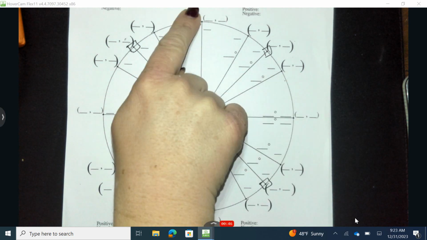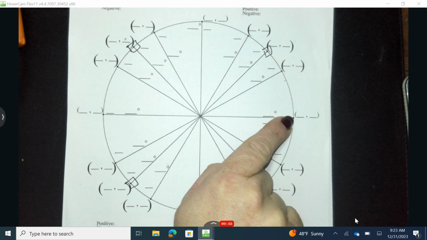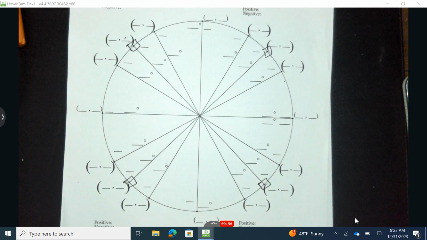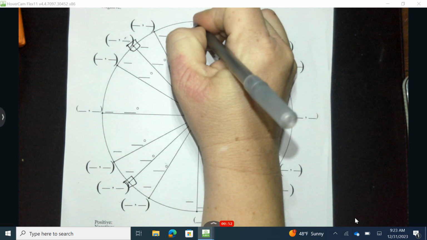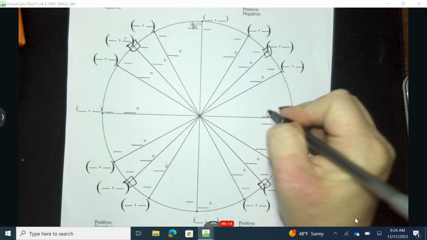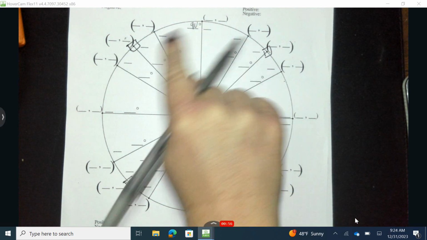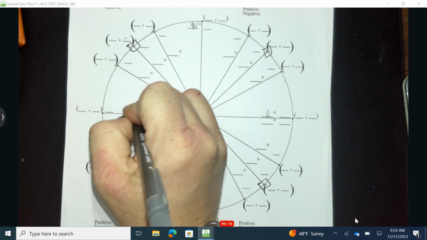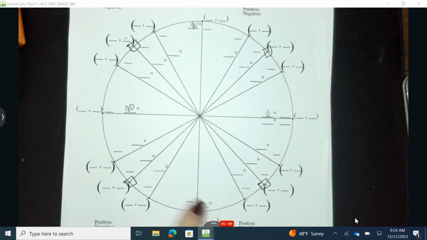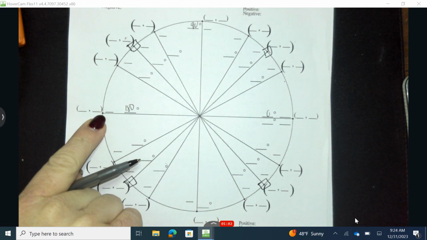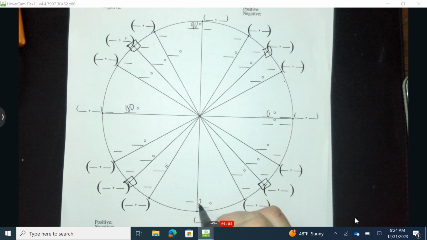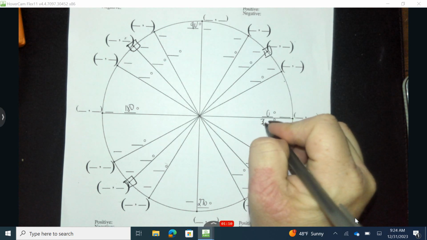So in quadrant 1 will be the angles between 0 and 90 degrees. In quadrant 2 will be between 90 and 180 degrees. Quadrant 3 will be angles between 180 degrees and 270. And finally, quadrant 4 will be between 270 and 360.